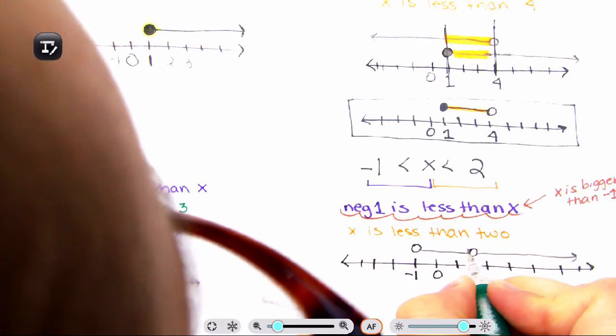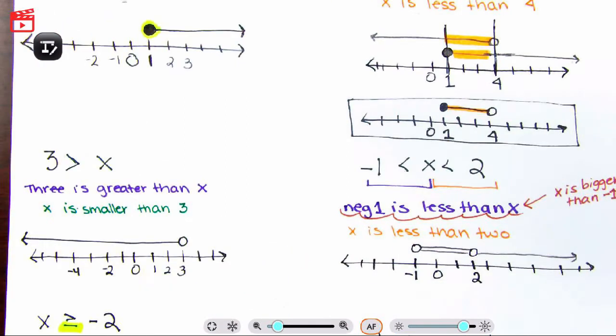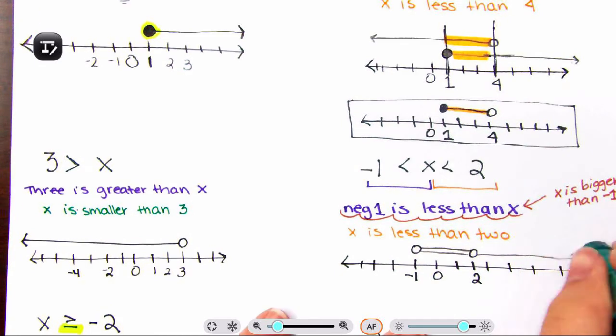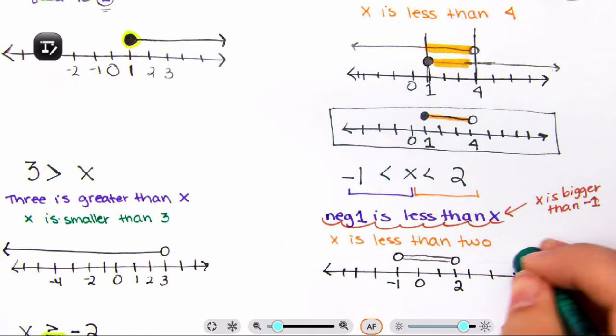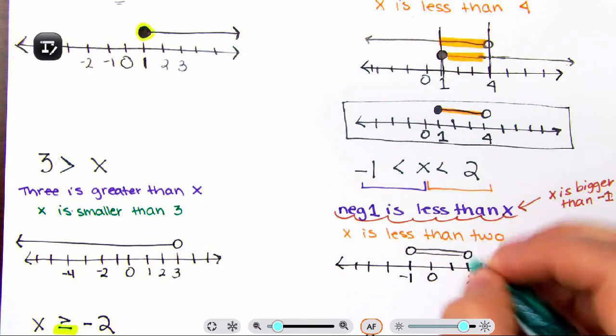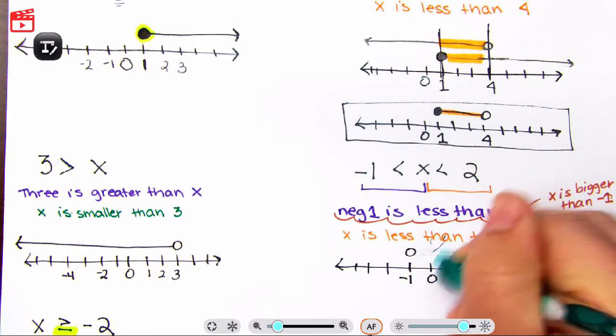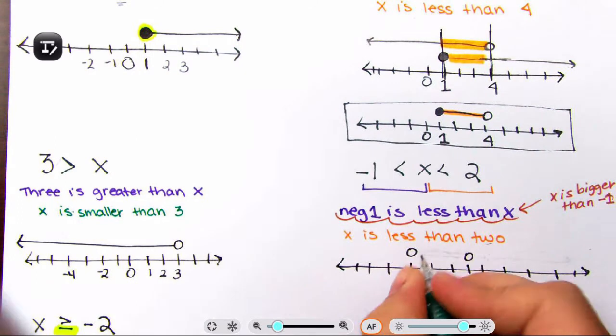And I know x is less than 2, so I need it in this direction. So what is overlapping? Only in this section is it overlapping. So I'm going to erase this so I don't have to redraw my answer. The only thing that's overlapping is between these two circles. So I'm going to just create one line.